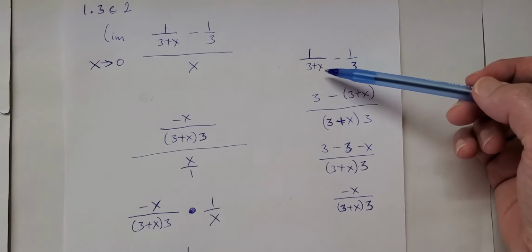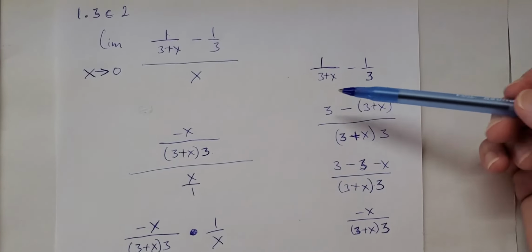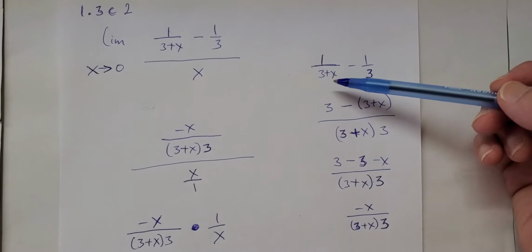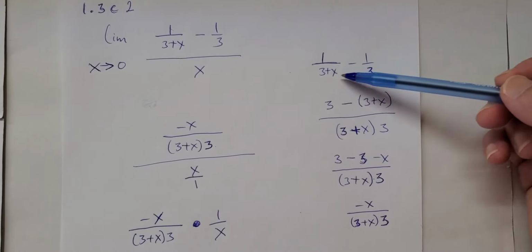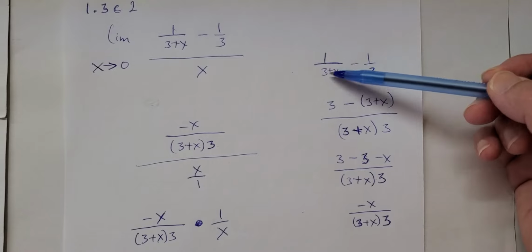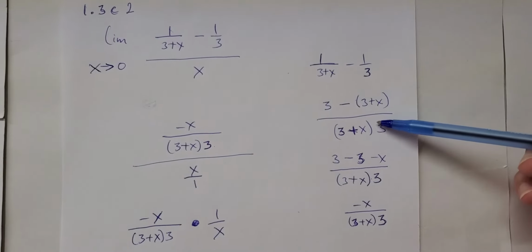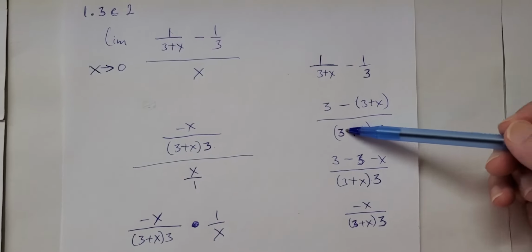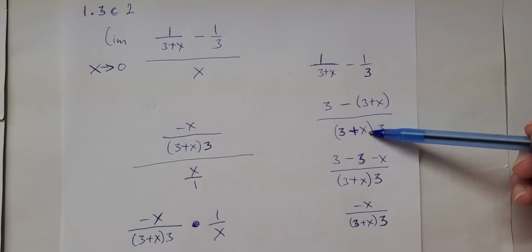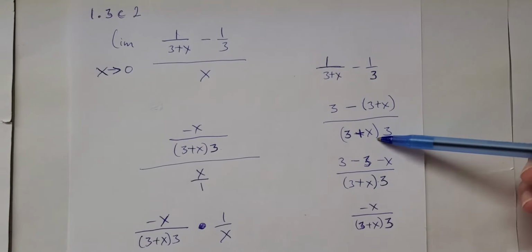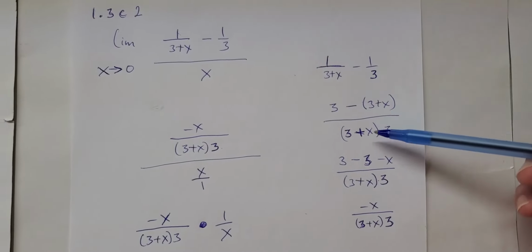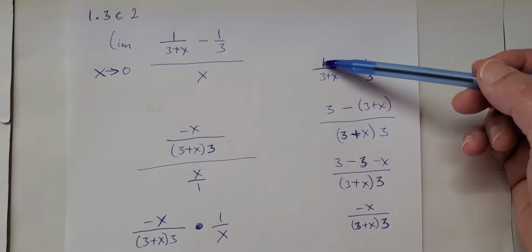Next, you under multiply. Under multiply means exactly what it says. Just multiply the underneath only. So 3 plus x times 3. And that's what I have here. Now don't multiply them out. Just put them together. Do not multiply them out.